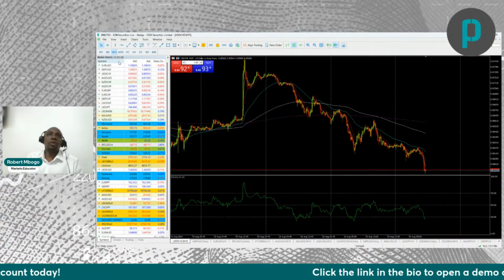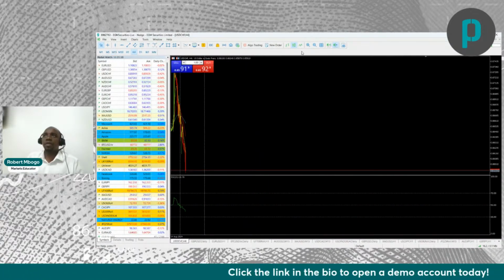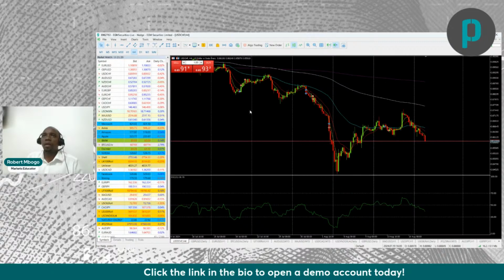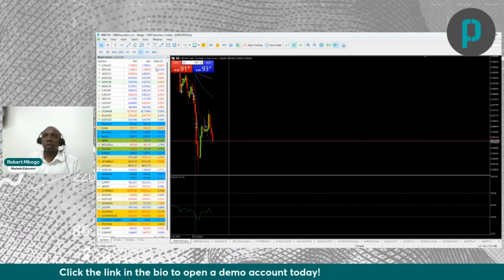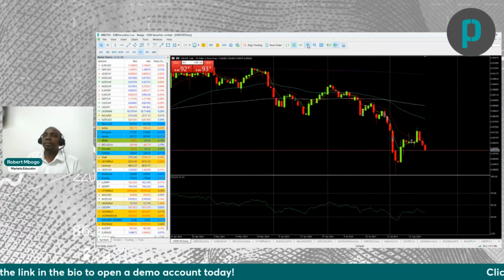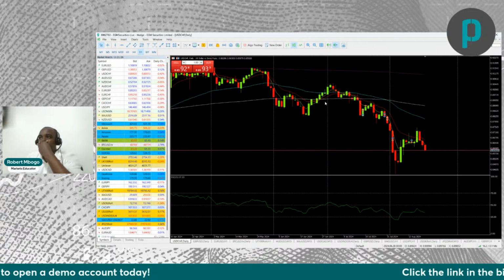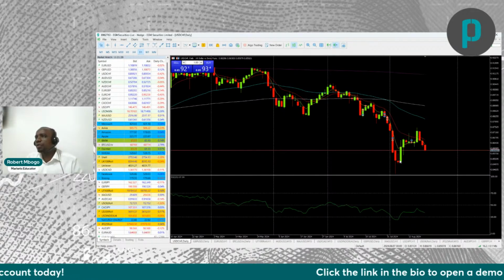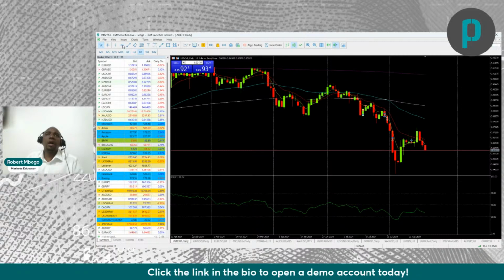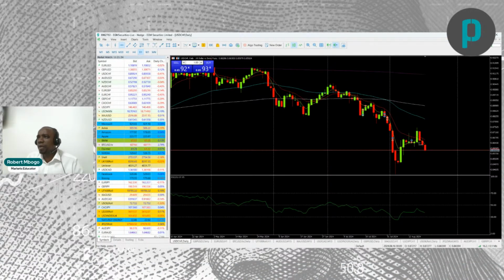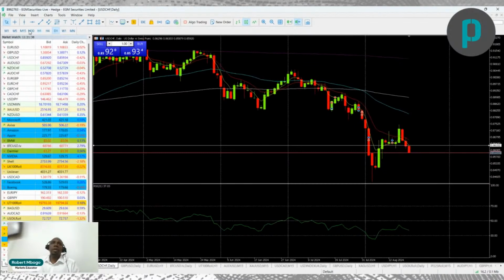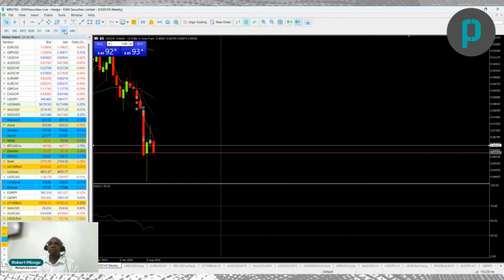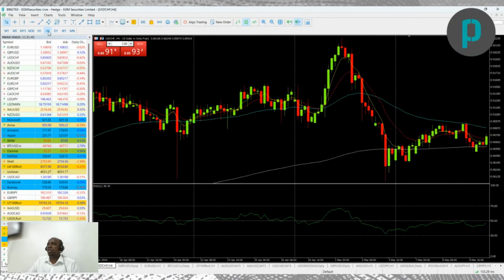So if you look at higher time frames, maybe let's look at the daily. If we were looking for good entry areas, maybe I would want to see a push up on USD.